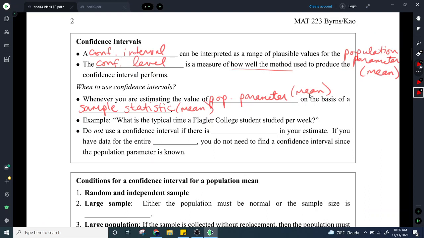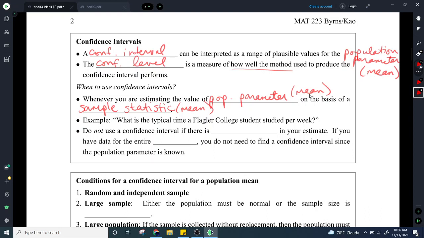For example, what is the typical time a Flagler College student studied per week? So I guess time meaning like number of hours the students studied per week. We don't know the mean number of hours all students studied per week. So what we might do is pull a random sample of say 25 students or 50 students, and estimate the population mean based on the sample mean.